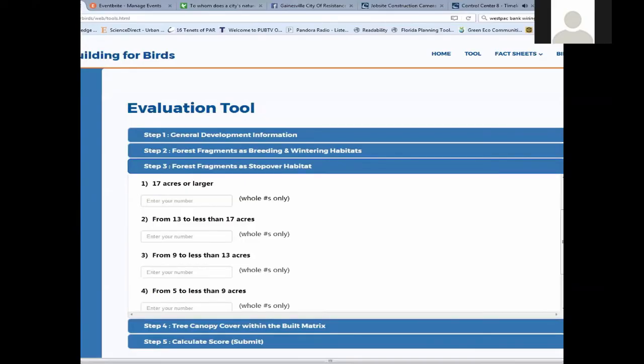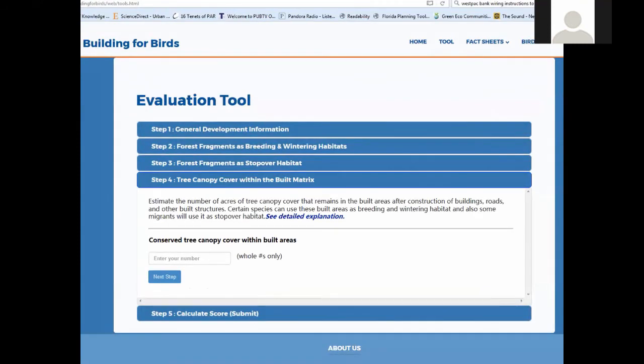Now, for the stopover habitat, we did find in the literature that yes, they use small fragments, but slightly larger fragments, like 17 acres or larger versus 5 acres, would attract more species. So we gave more points for larger patches that were conserved. And then finally, the last step is to enter how many acres of conserved tree canopy cover is going to be conserved after development.